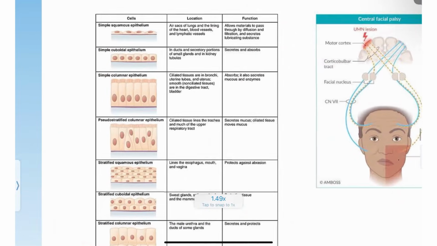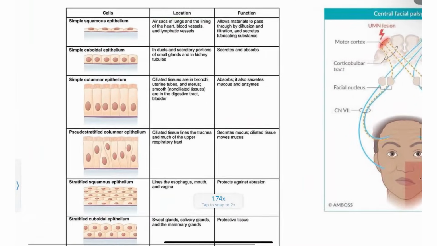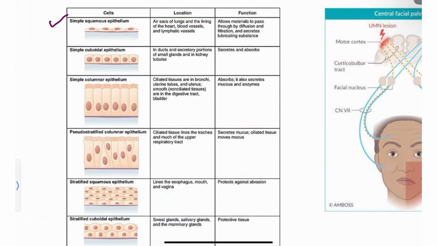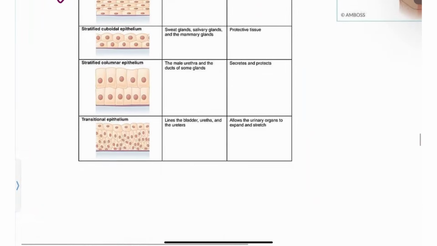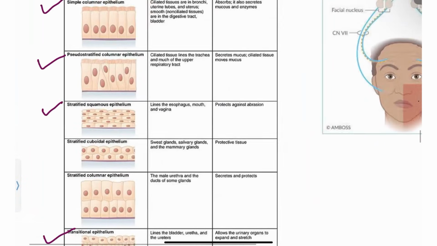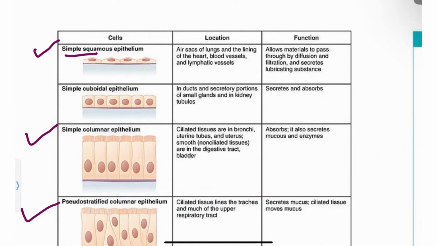Next topic, here you can see the epithelium, and in the epithelium you have to remember the important types: simple squamous epithelium, simple columnar epithelium, pseudostratified columnar epithelium, stratified squamous epithelium, and transitional epithelium. Let's see the important examples that you have to remember. Simple squamous epithelium is present in the air sacs of the lungs. At the alveoli level, you are going to see simple squamous epithelium. And also the blood vessels, the endothelium is also covered by one layer, that is simple squamous epithelium.